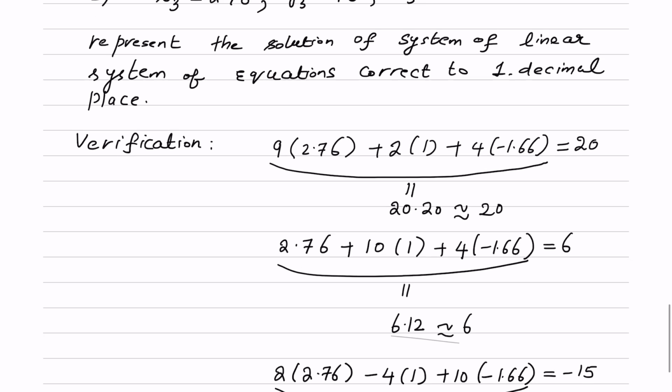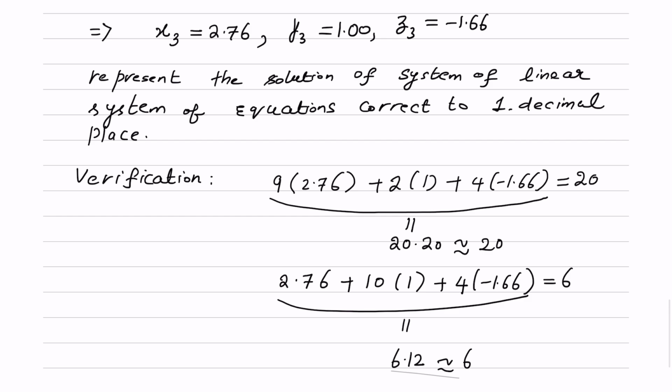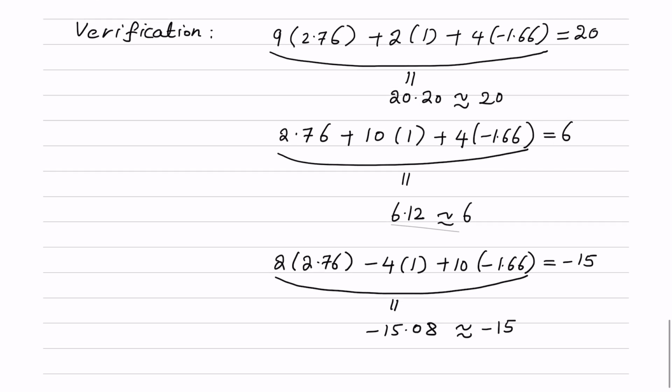So yes, we can see that x3, y3 and z3 are the solutions of the given system of equations correct to one decimal place by the Gauss Jacobi Iteration Method. In this video, we have looked at finding the solution of a system of linear equations by using an iterative method, that is, the Gauss Jacobi Iteration Method. In the next video, we will look at finding the solution of a given system of linear equations by using another iterative method, which is the Gauss Seidel Iteration Method.